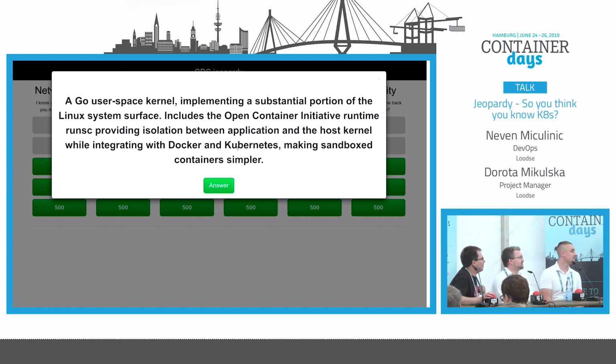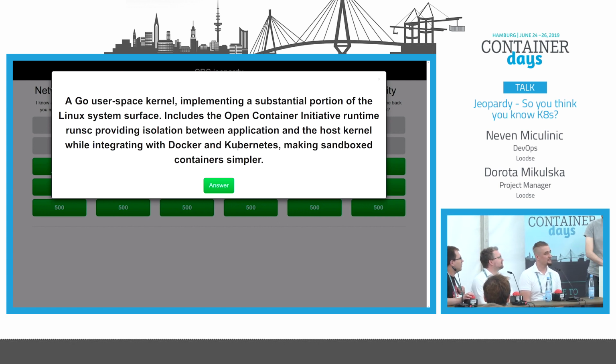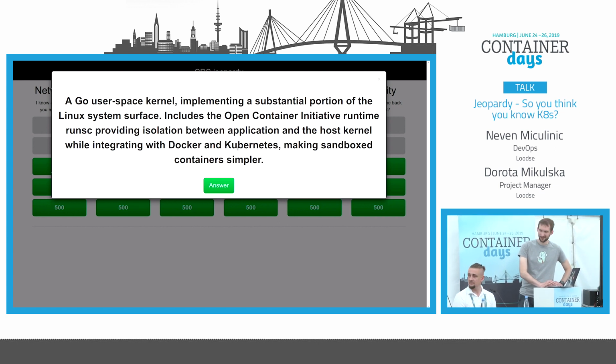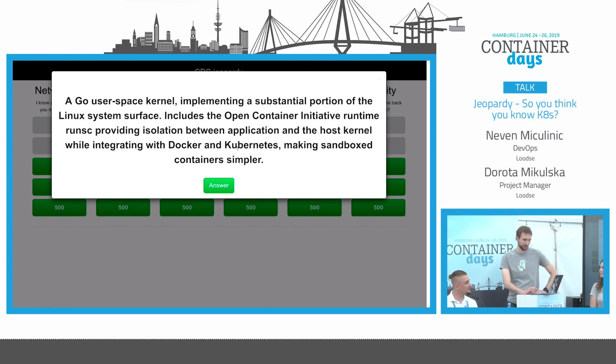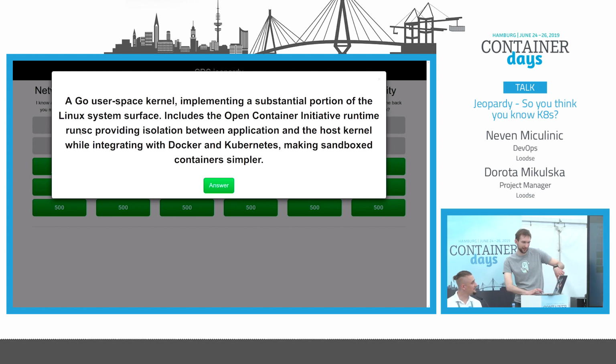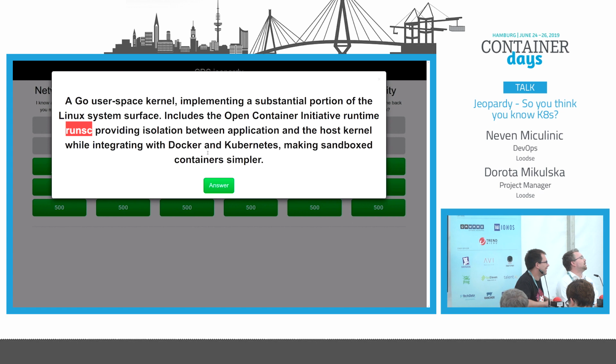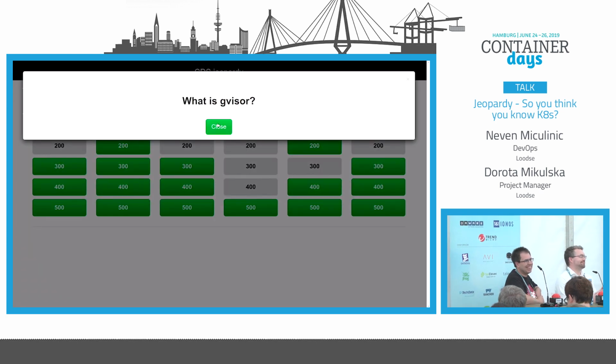Any hints? It's a Google project. First letter? Runsc. Who supplies runsc? It starts with G because it's a Google project. What is gVisor? Yes. Oh, okay, nice.